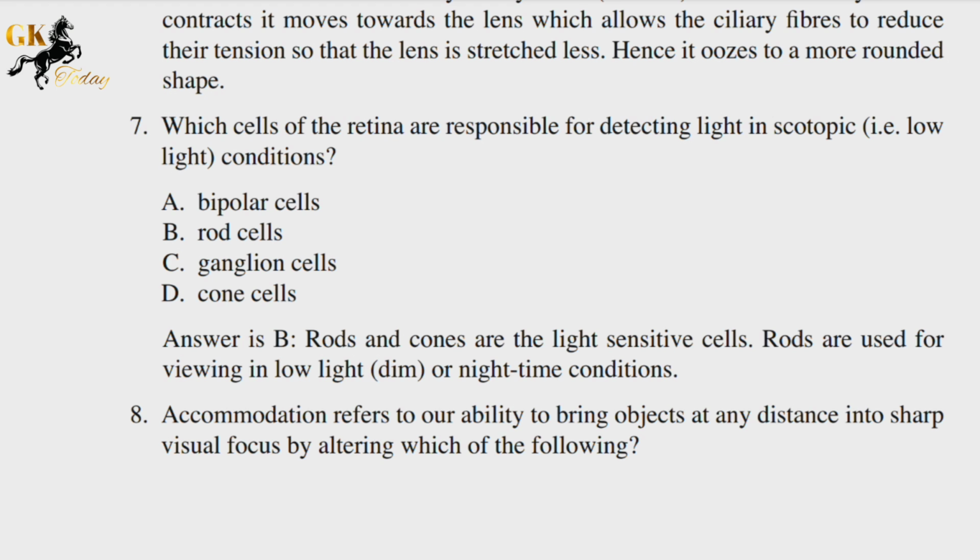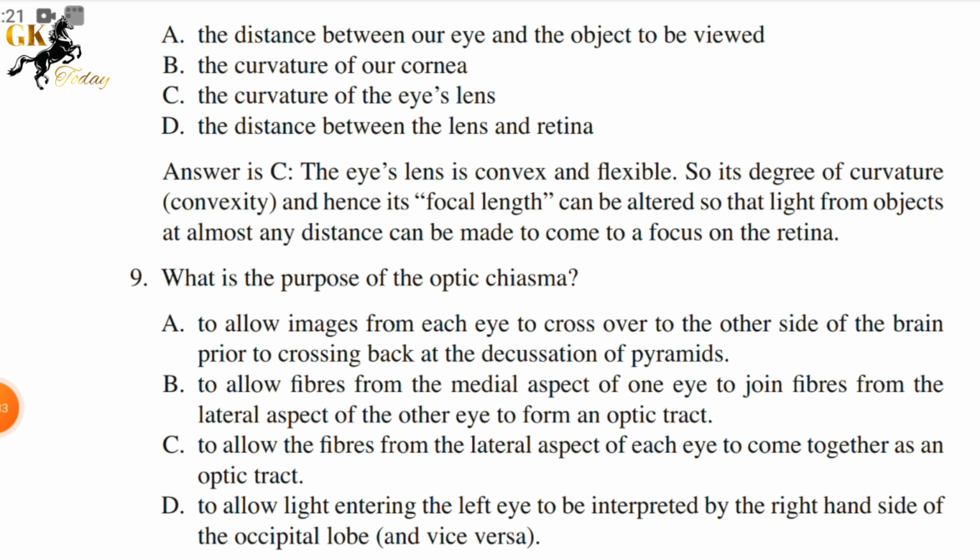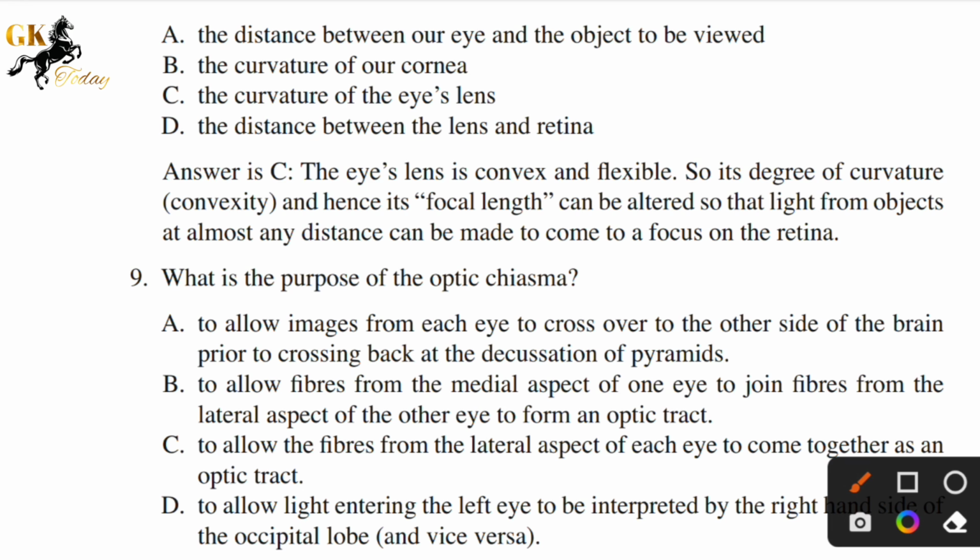Accommodation refers to our ability to bring objects at any distance into sharp visual focus by altering which of the following? Distance between our eye and the object to be viewed, the curvature of our cornea, the curvature of the eye's lens, distance between the lens and retina. Option C, the curvature of the eye's lens.